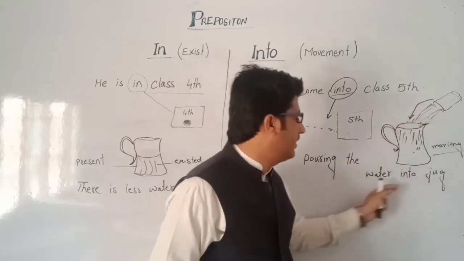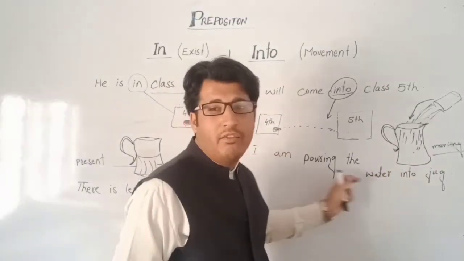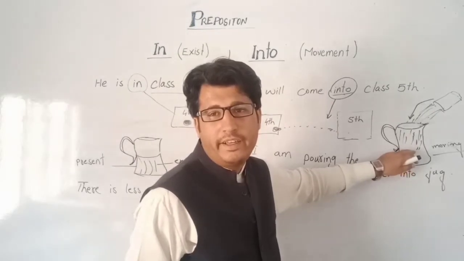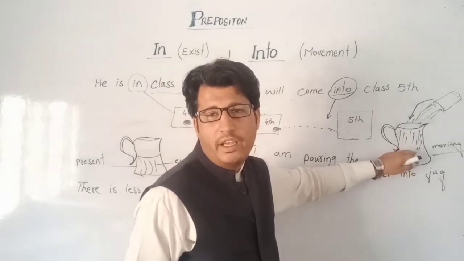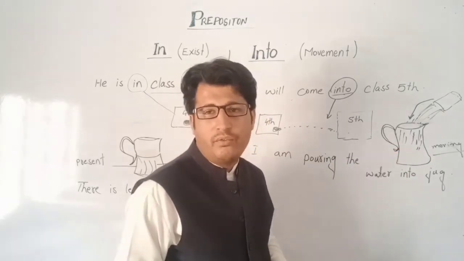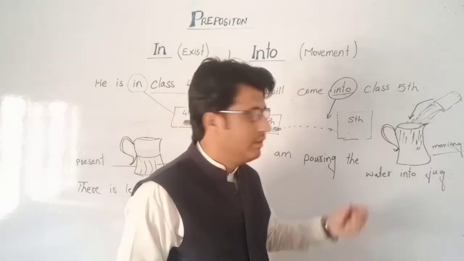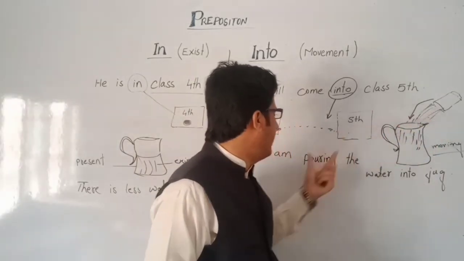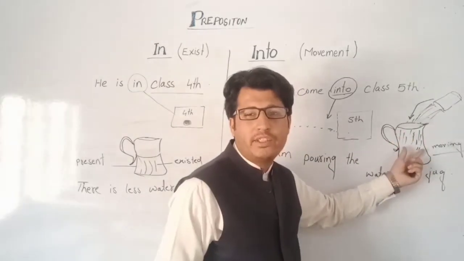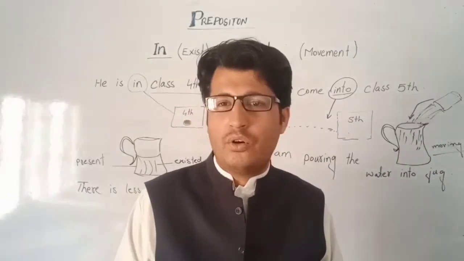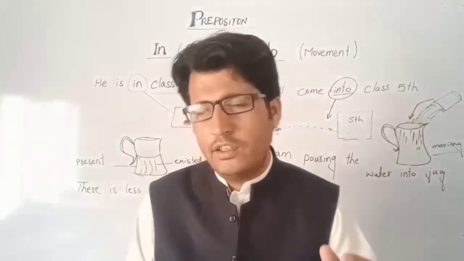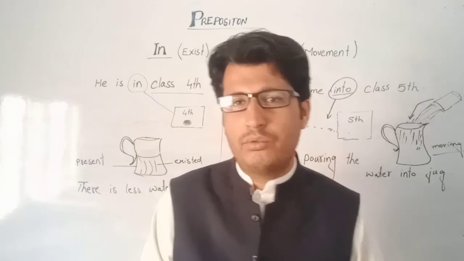I am pouring the water into the jug, while there isn't water already in the jug. There isn't any water in the jug. Before pouring, the jug was empty. So the water is moving from one object to another object. For this movement we use into.